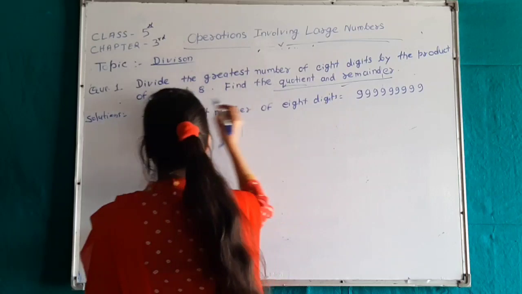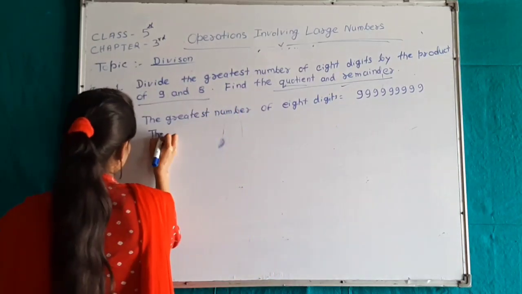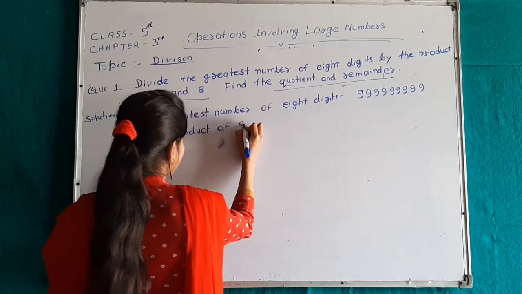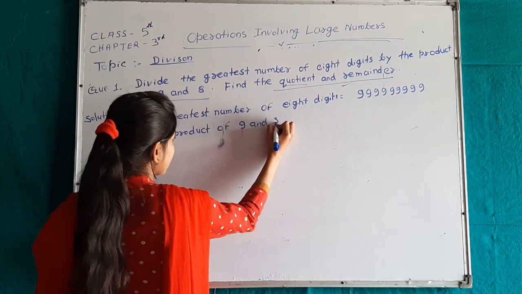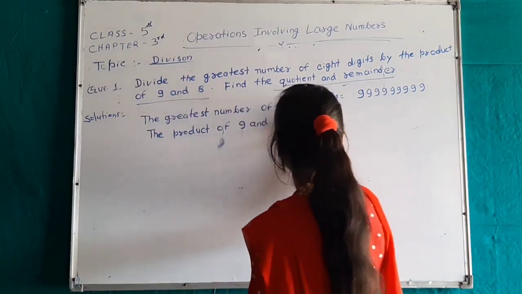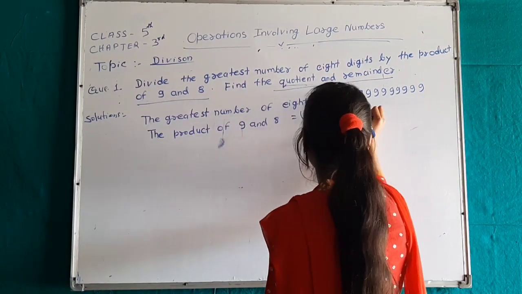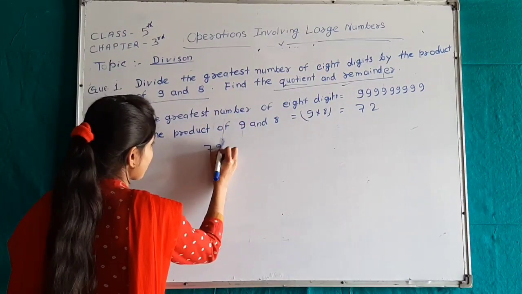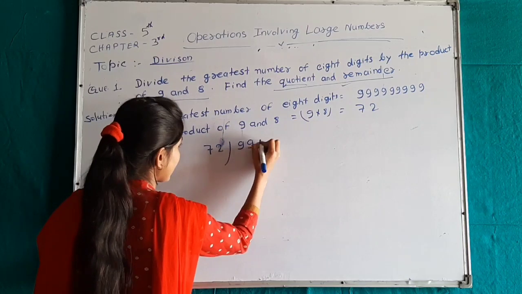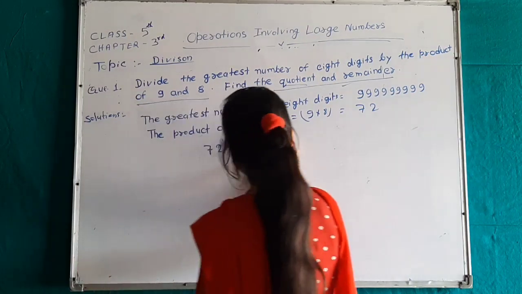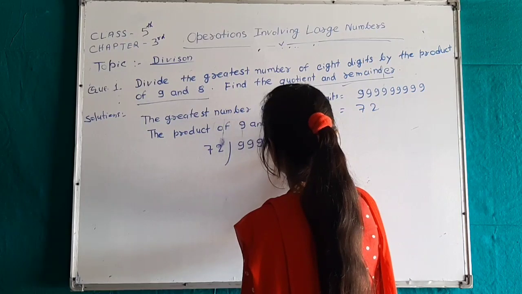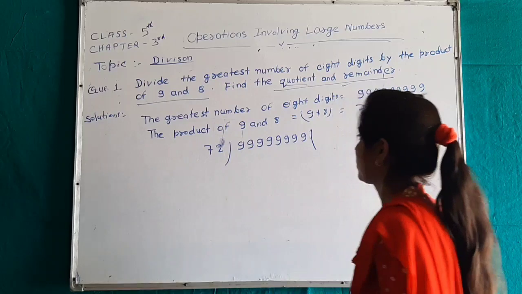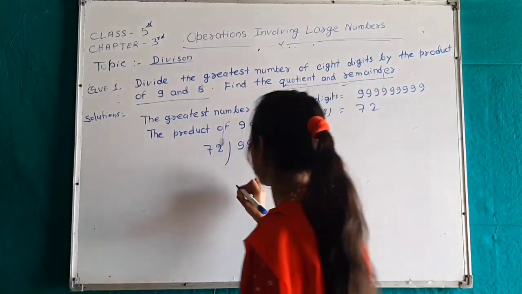And then is the product of 9 and 8. The product of 9 and 8 is equal to 9 into 8, 72. Now you have to divide it. 72 into the greatest number of 8 digits, 99999999. You have to divide it. 72 into 99.